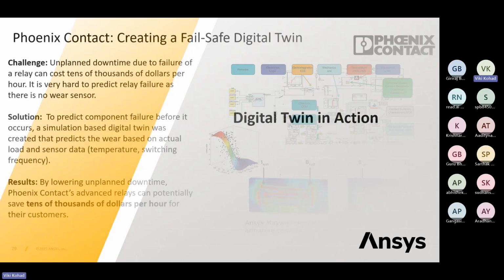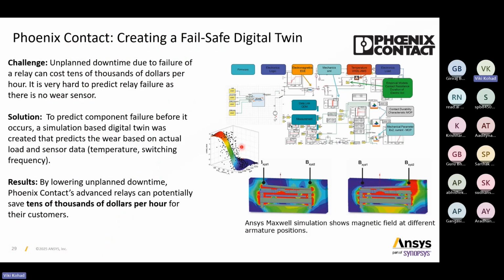Now we will see some case studies. Okay, so this is one case study of Phonix Contact. Basically they manufacture or work in relay applications. They want to predict the failure of the relay, because they have to spend tens of thousands of dollars per hour when their relay fails. For that failure they have to pay 10k dollars per hour.